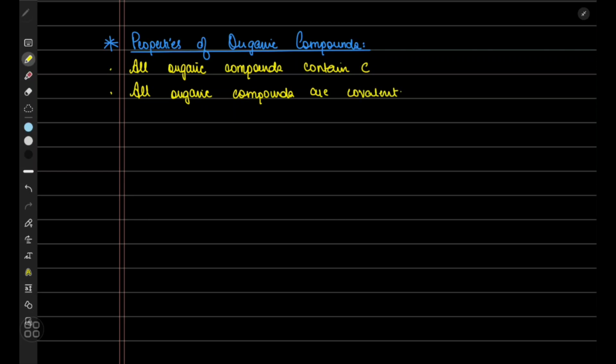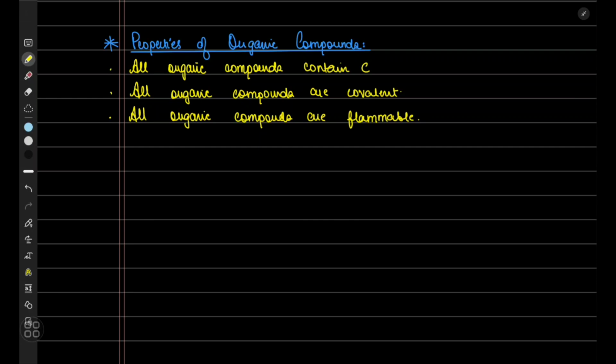Next, all organic compounds are combustible or flammable. They burn in oxygen. So all organic compounds are flammable.